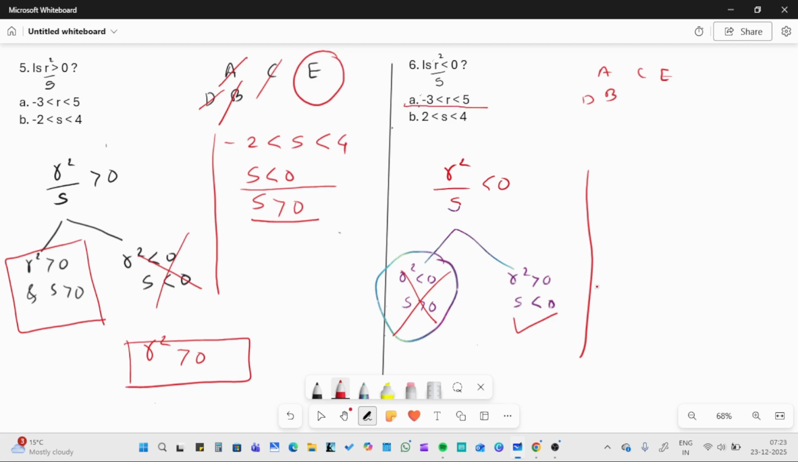A is not the answer because it talks about r, and we don't even need those values of r because r square is always going to be positive. So A is gone, so D is also gone. Statement B says that s is anywhere between 2 to 4. And if you see this, s is always positive here. In all the possible values of s, it's always going to be positive. Hence, the fraction is always going to be positive. So from statement B, we can say a definite no, that r square over s is not negative. And we are getting that from only statement B, hence the answer is B.